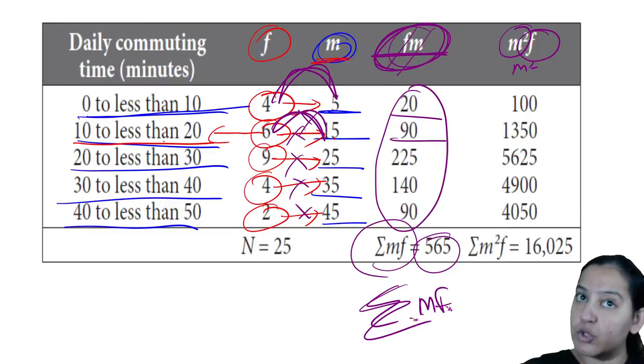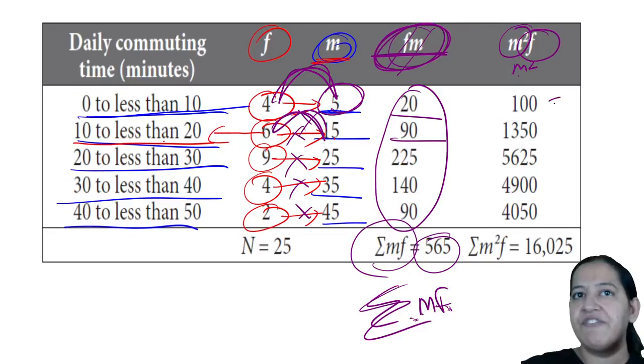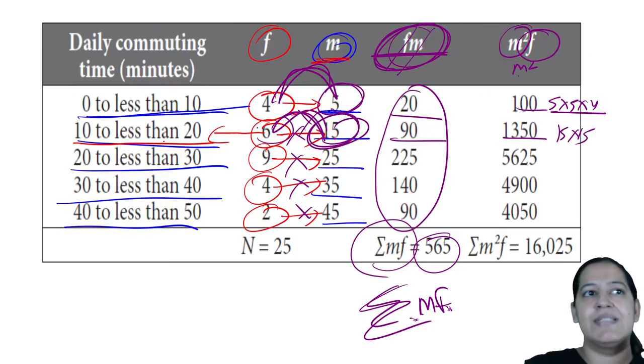First do the square of m. What is the midpoint? 5. What is the square of 5? 25. So here 5 into 5 into 4. Do it and see, the answer will be 100. In the second case, what is the midpoint here? The midpoint is 15 here. So 15 into 15 into frequency, which is 6.